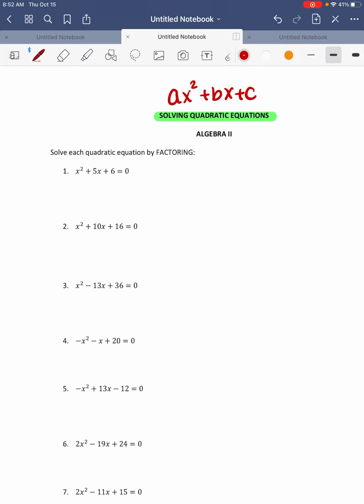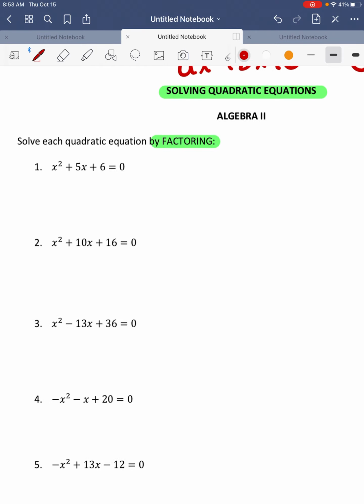So last week we covered all the methods to factor expressions, but now the difference is that we're going to have an equation. That means we're going to have an equals sign and then zero. So we're going to be solving quadratic equations. At the end we are going to solve for x, so we're going to get the values for x that satisfy the equation. This is going to be very easy because again we have to factor, and that's something that we already know.